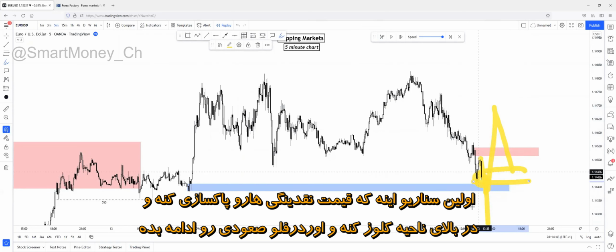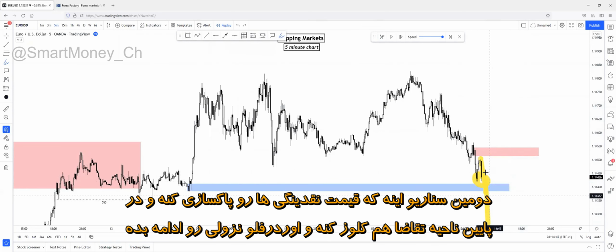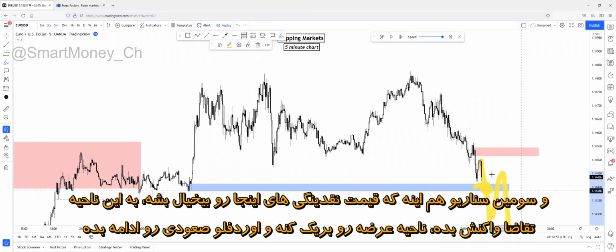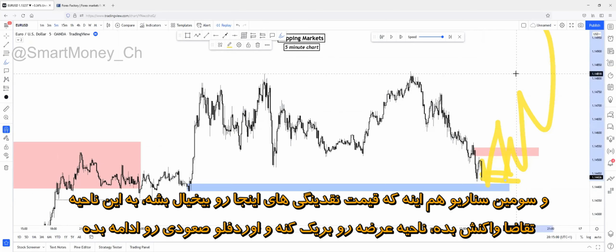Second scenario, price sweeps the liquidity but closes below this demand zone and the continuation of the bearish order flow. And third scenario is price just leaves the liquidity right here, reacts on this demand zone and breaks through the supply zone and continuation of the bullish order flow.